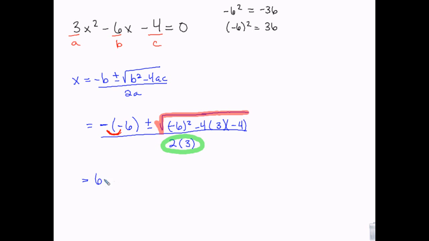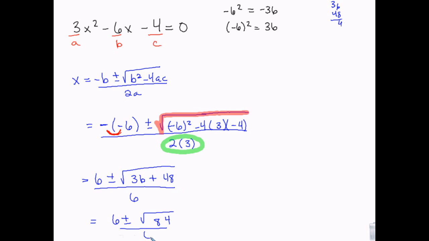So I get 6 plus or minus the square root of 36 plus, because I have 2 negatives, here I'm getting a plus. So 4 times 3 is 12, times 4 is 48, divided by 6. 36 and 48 is 84. Yeah, it's 84, okay. Divided by 6.